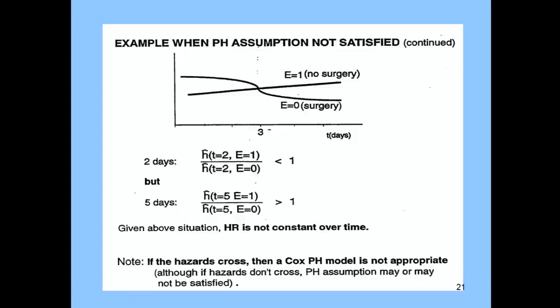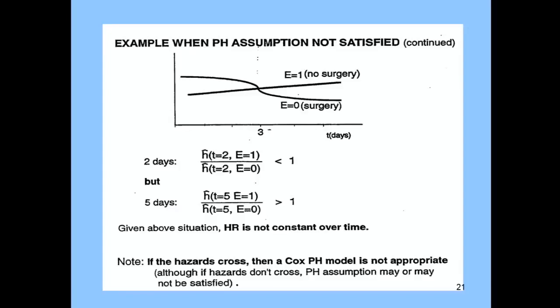Now, if the hazards don't cross, it doesn't automatically mean the PH assumption is satisfied. There are some things we have to get at as we talk about how to check the proportional hazard assumption. But if you had this situation, what would you want to know? You might say, well, gee, I can't use the Cox proportional hazard model, so I'll just give up, I'll quit, I'm not going to study survival analysis anymore. Or maybe there's another way I can do it. So what else could I do?